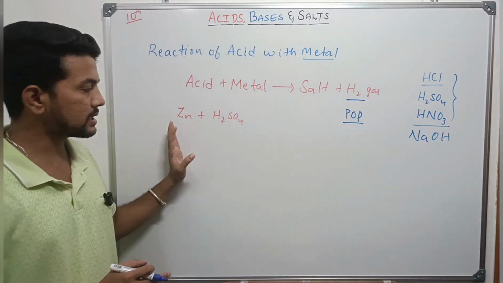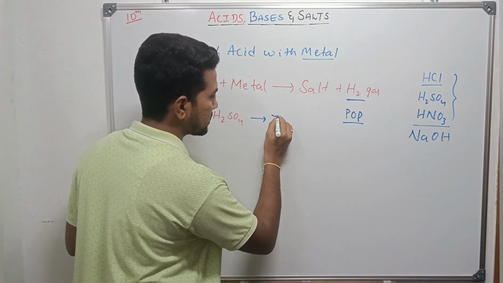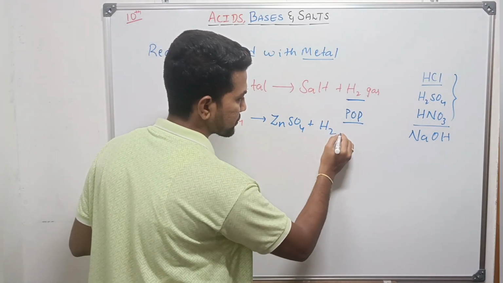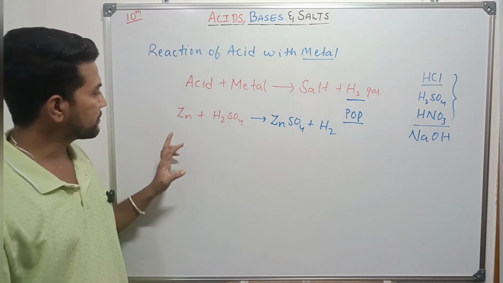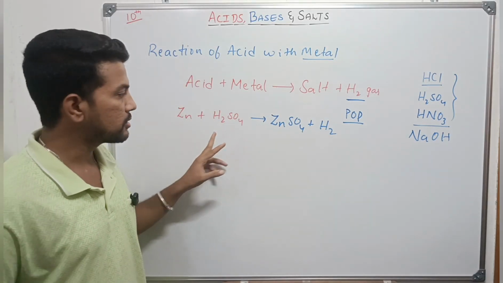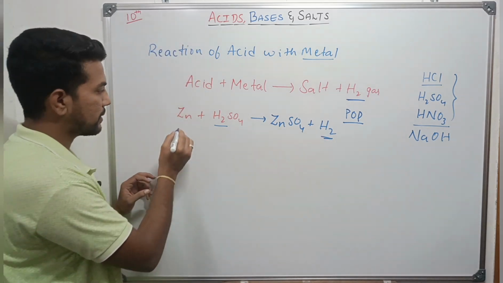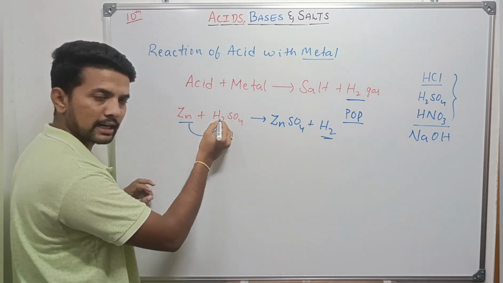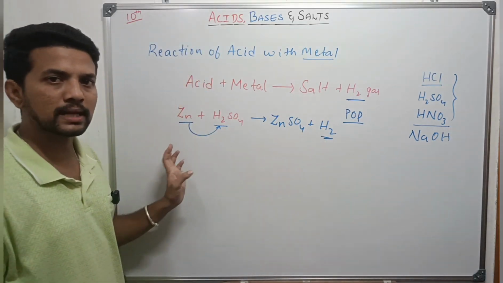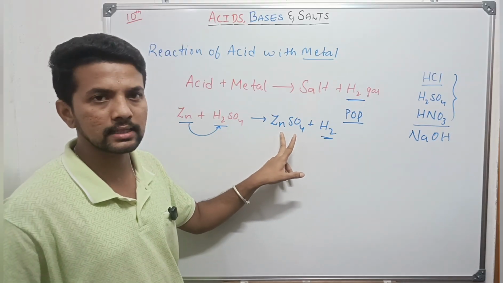So here, when the zinc reacts with dilute sulfuric acid, there is a formation of salt, that is nothing but zinc sulfate, ZnSO4, plus hydrogen gas. Here, the metal, that is the zinc metal, displaces the hydrogen from the acid in the form of hydrogen gas. So the hydrogen is displaced and liberated as hydrogen gas along with the formation of salt, that is zinc sulfate.